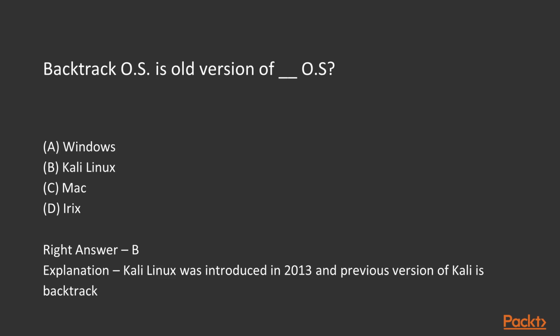Backtrack OS is the old version of which OS? So Backtrack is the OS name. Which kind of OS is it the old version of? Windows, Kali Linux, Mac, or IRIX? So the right answer is Kali Linux. The older version of Kali Linux was Backtrack. Kali Linux was introduced in 2013 and the previous version of Kali is Backtrack.